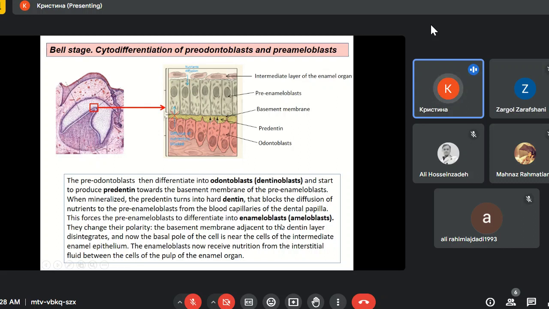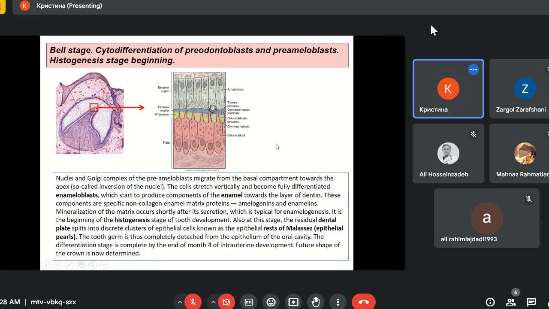And now the ameloblasts start to produce enamel. So they develop rough endoplasmic reticulum and Golgi complex and start to produce the organic substances which calcify very fast and become the enamel. And enamel is released towards the dentin. So enamel in this picture is blue in color and dentin is yellow in color. And here we will have the dentin-enamel junction.